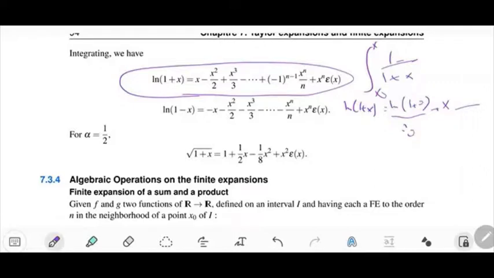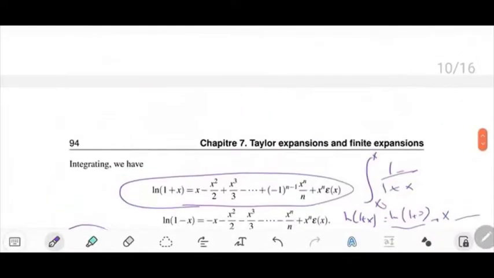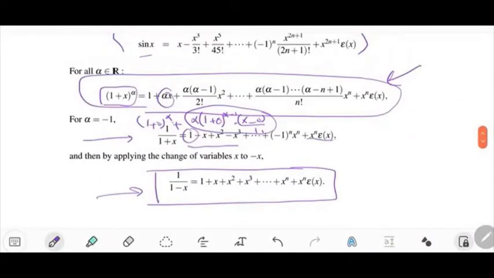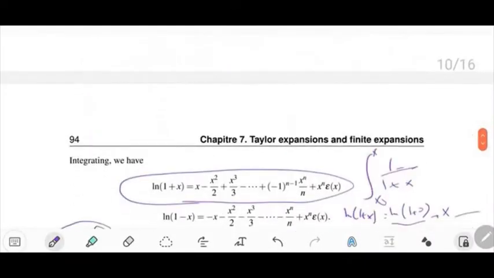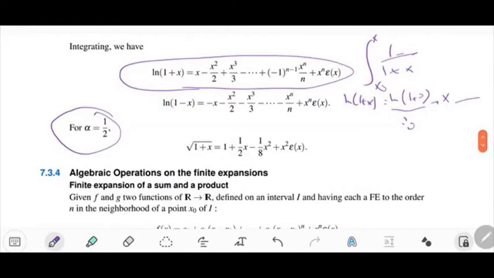And also an interesting example that we should know is the case of alpha equal to 1 over 2, which means that (1 plus x)^alpha will be the square root of 1 plus x. So using the formula that we have in here, replacing alpha by a half, we will have 1 plus half x minus 1 over 8 x^2 plus x^2 epsilon of x, if we calculate the expansion to the order 2.